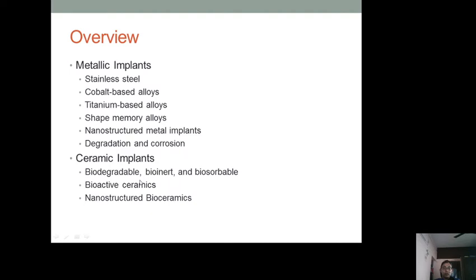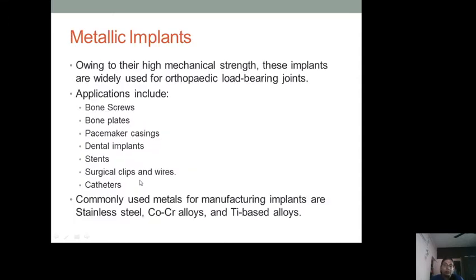As an overview for this unit, we are going to study metallic implants. That is, the metals that we are going to study are stainless steel, cobalt-based alloys, titanium-based alloys, shape memory alloys, nanostructured metal implants, and degradation and corrosion associated with metallic implants. And in ceramic implants, we shall study the biodegradable, bioinert, and bioresorbable ceramics, bioactive ceramics, and nanostructured bioceramics. So this is about the second unit. Let us crack on with the metallic implants.